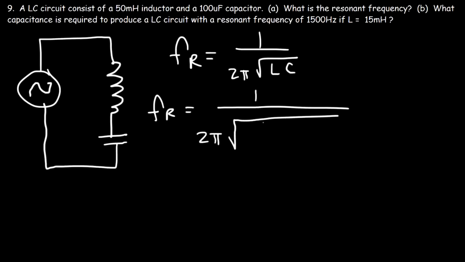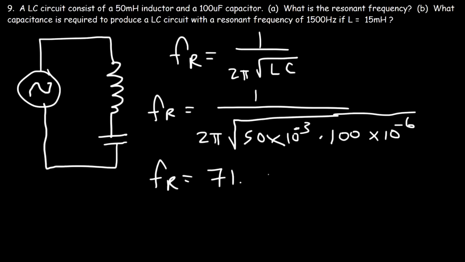We know the inductance, 50 millihenries, is 50 times 10 to the minus 3 henries. And the capacitance is 100 times 10 to the negative 6 farads. So all you got to do is type this in. But let's take it one step at a time. Let's multiply 50 times 10 to the minus 3 by 100 times 10 to the minus 6. That's 5 times 10 to the negative 6. If you take the square root of that and then multiply it by 2 pi, you should get 0.01405. And if you raise it to the negative 1 power, this will give you the resonant frequency, which is about 71.2 hertz.